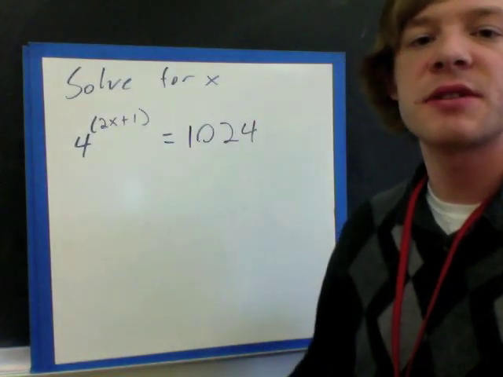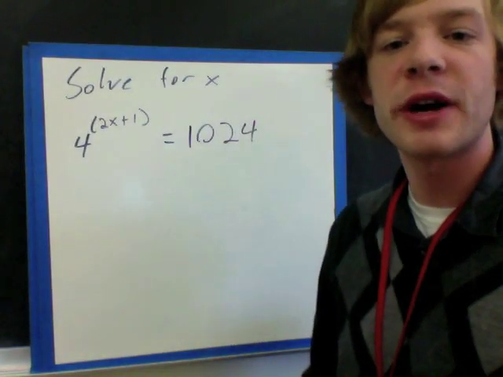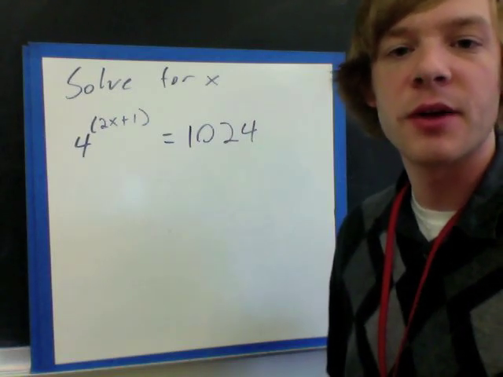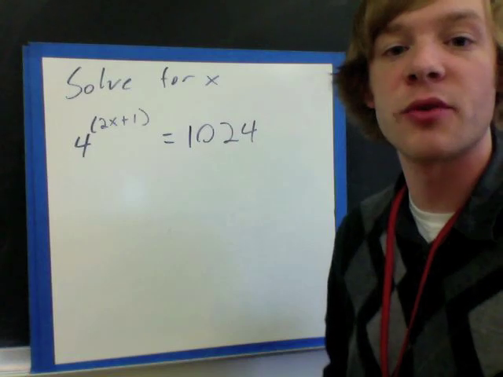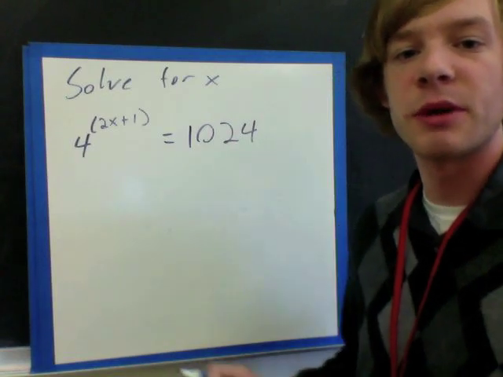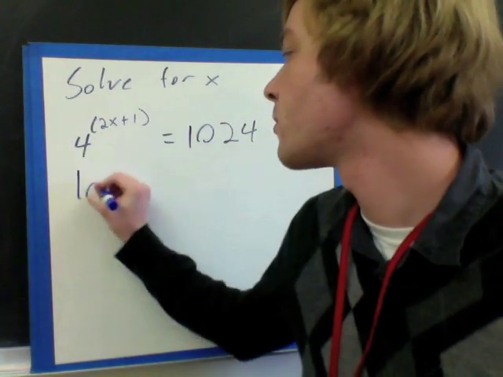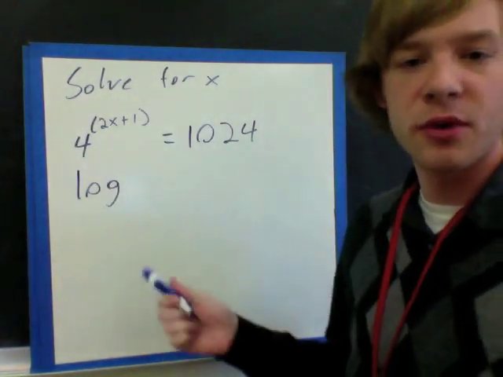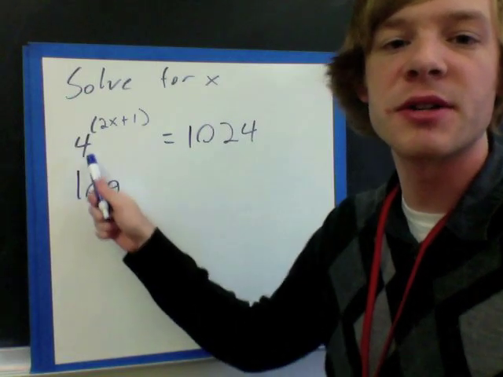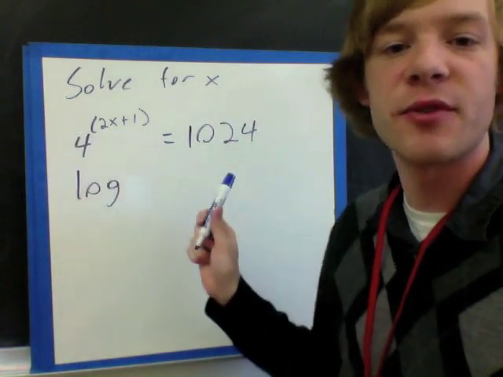Alright, so we have the example 4 to the power of 2x plus 1 is equal to 1024. And we want to put this in logarithm form in order to solve for x. So if you remember, we start out with our log here, and our base, our first small number right here, is going to be the base that we have for our exponent.